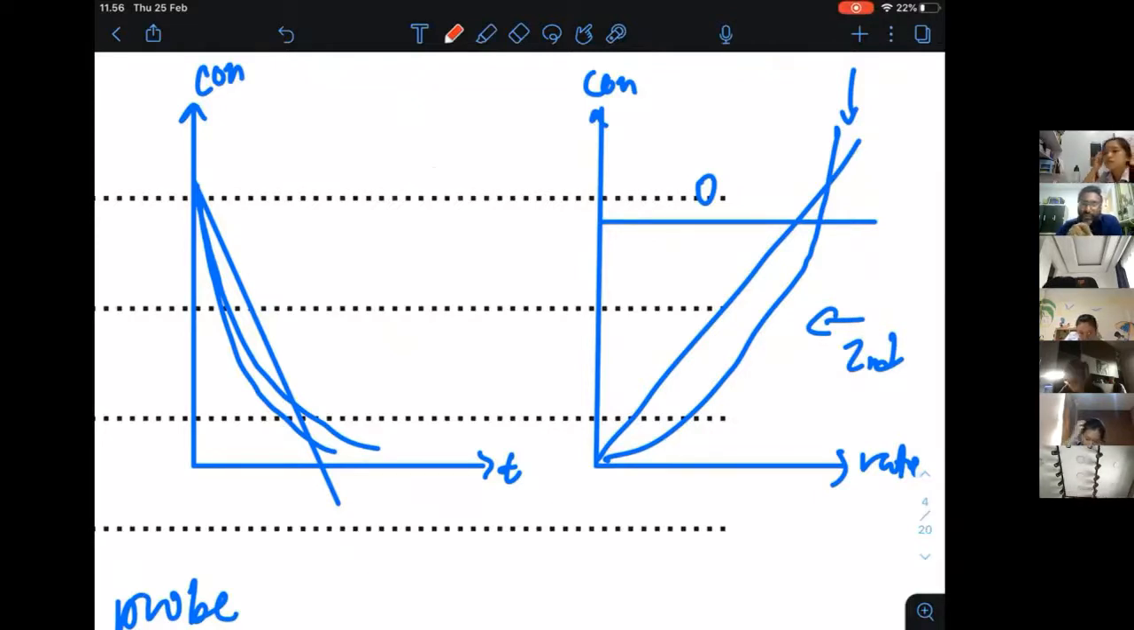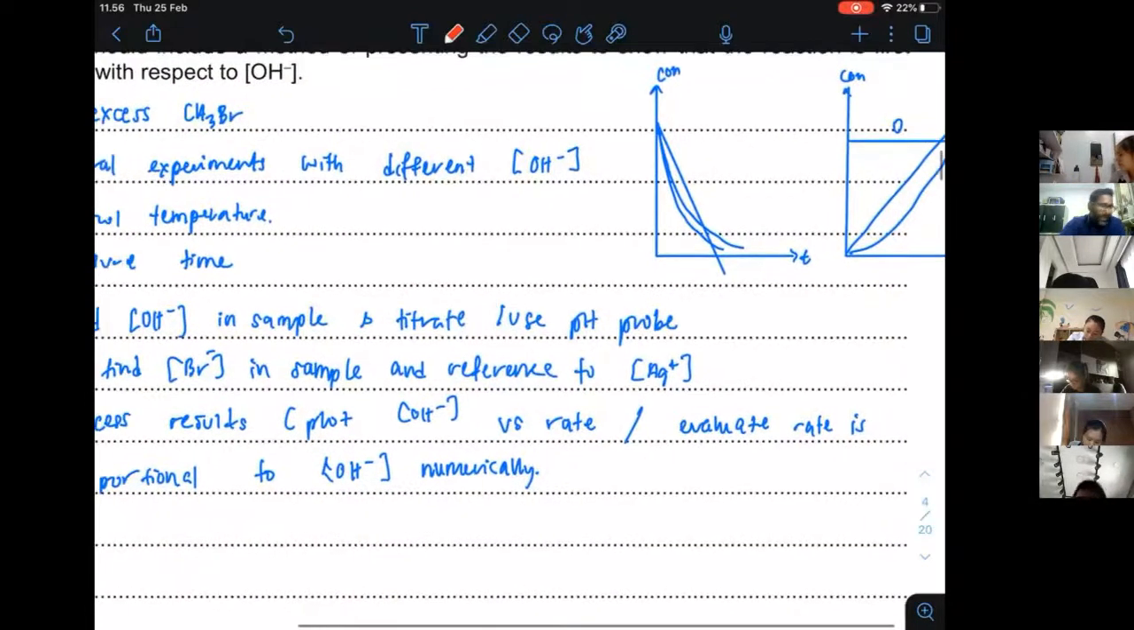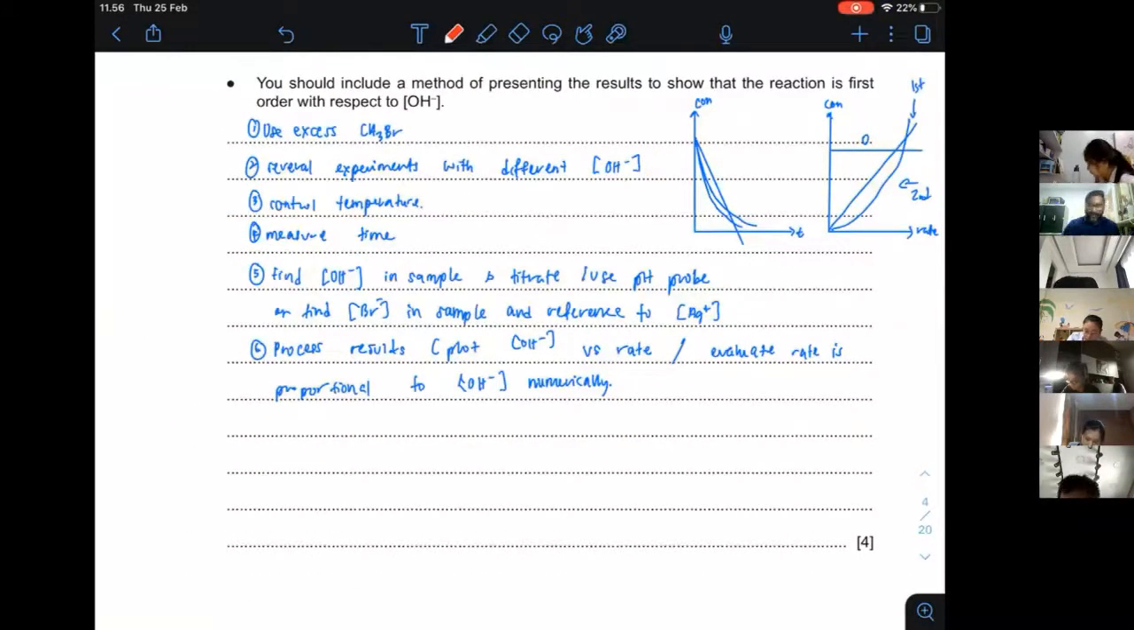So since we know it's going to be a first order reaction, we are expecting to get a straight line passing through the origin. That is what we are going to look for. If you can explain all this, and you match 4 of the criteria they are asking for, then you will get the 4 marks. But the most important points are: you are going to measure the time, measure the OH, and plot the graph, and explain a little bit about the graph.